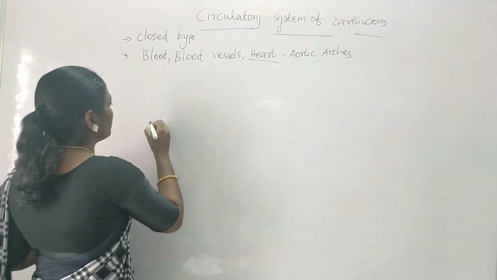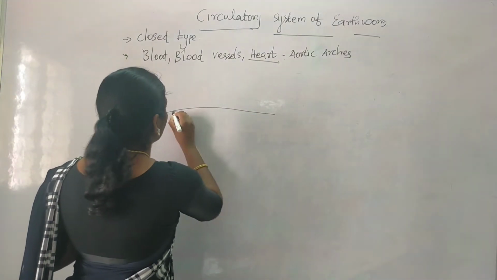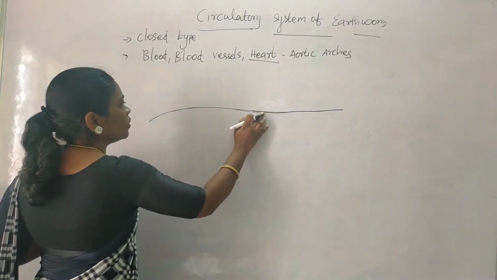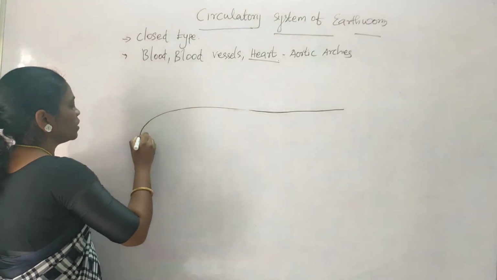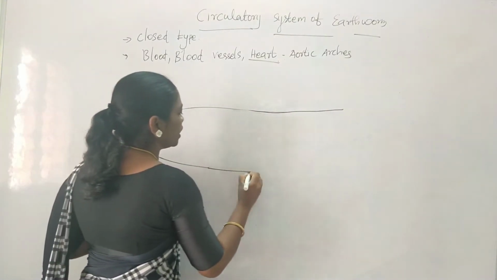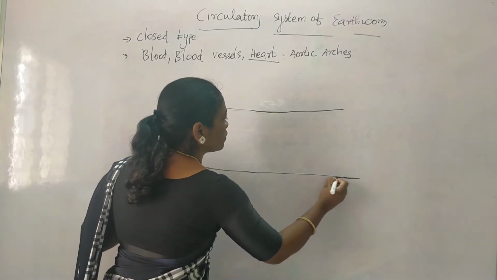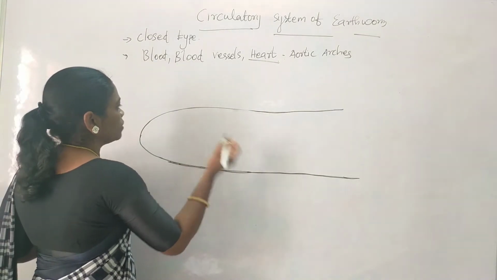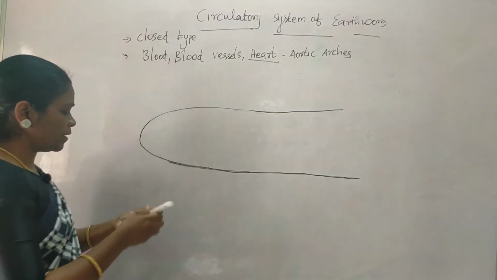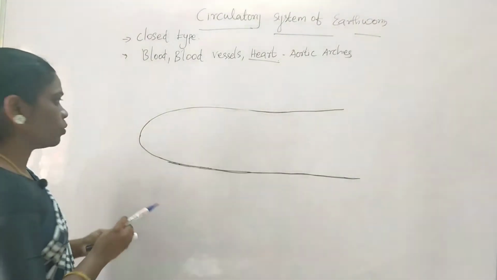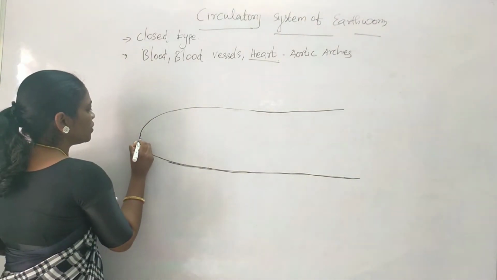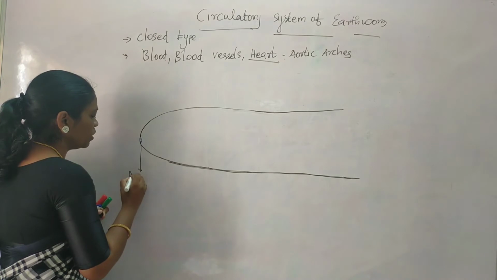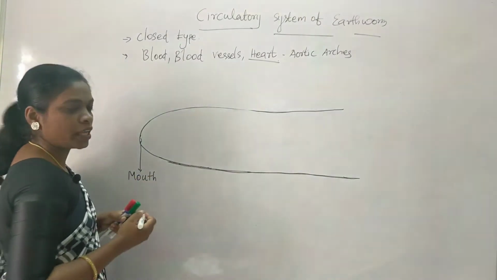When you draw circulatory system of earthworm, we will draw the lateral side of the organism where we can see the blood vessels easily. So the segments, as we already know, the first segment has mouth. It is a small opening. You can find it in the first segment of the organism.